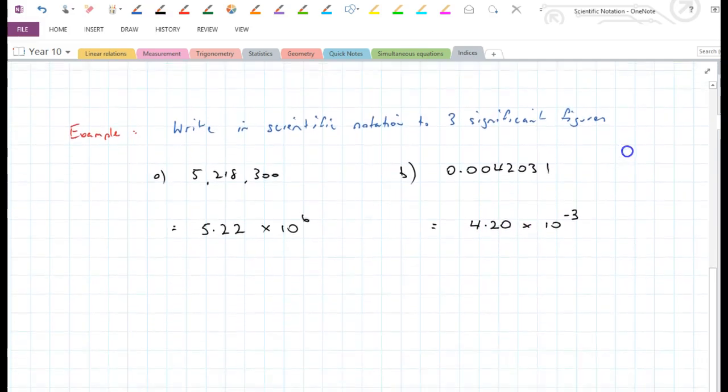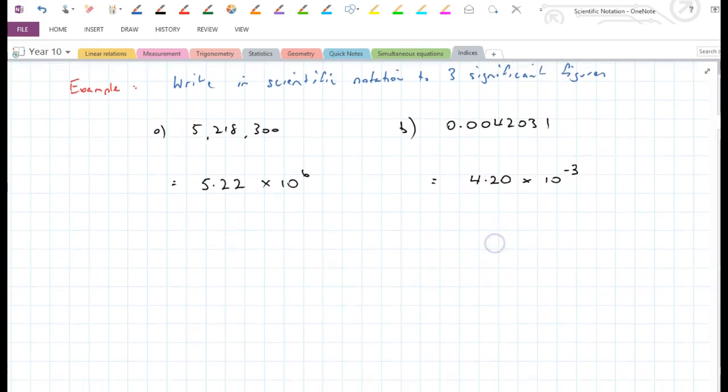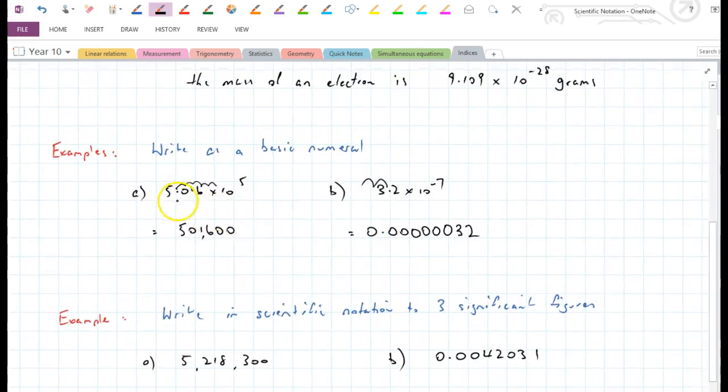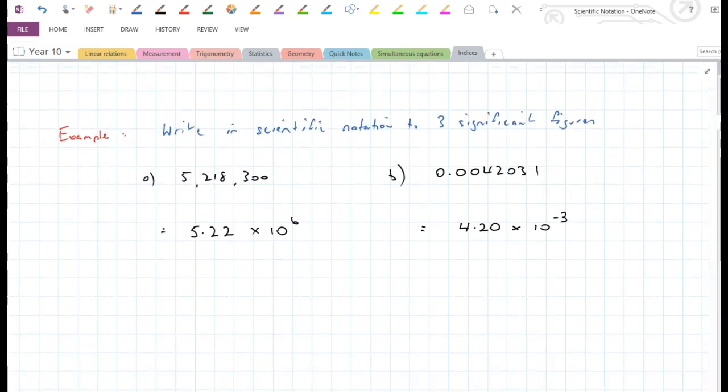Okay, so the point about significant figures is that when you write in scientific notation, every digit in this number here is significant. So 3 significant digits there, 3 here. In this case here, I had 1, 2, 3, 4 significant digits, and in this example here, 3.2, I got 2 significant digits. So that's the rounding off process.